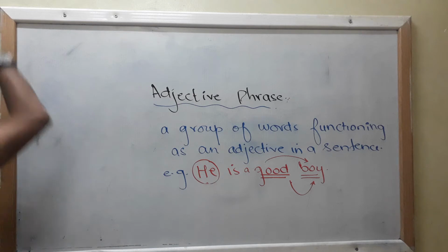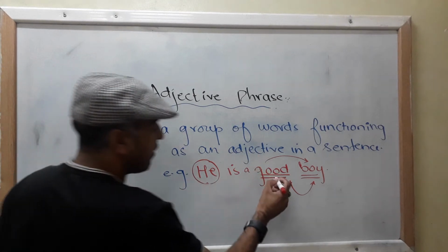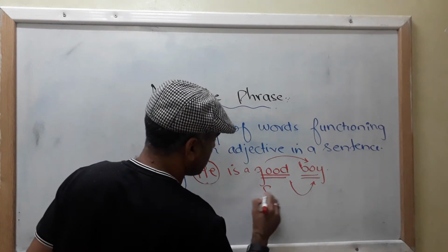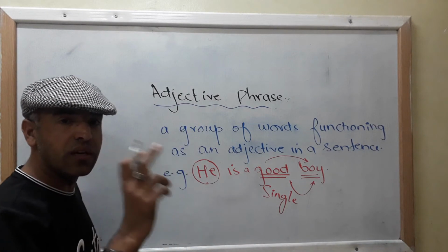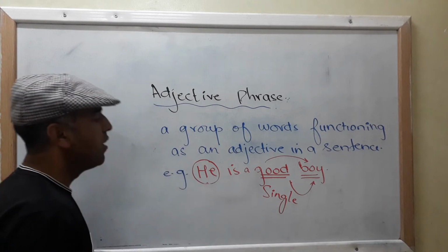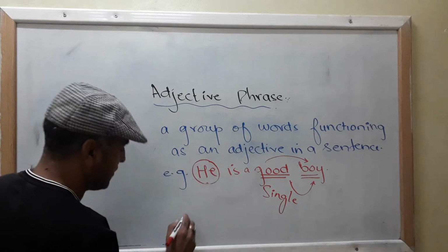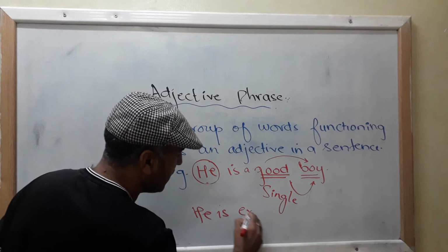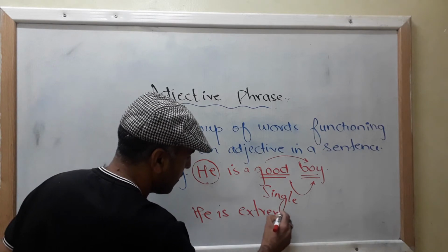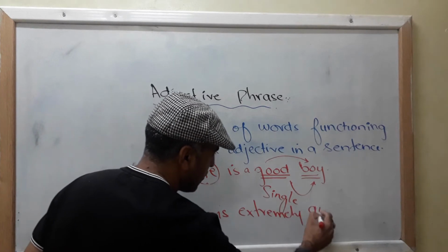So here, good is a single word. An adjective is always a single word. But when we talk about, if I write, he is extremely good boy.